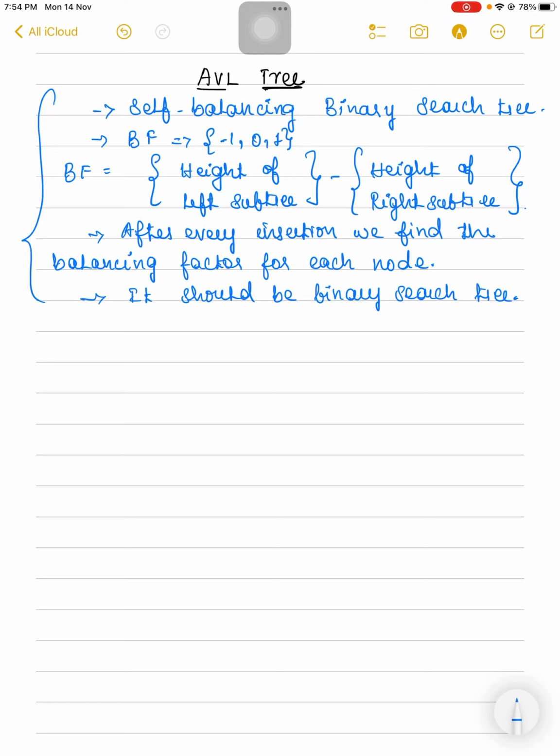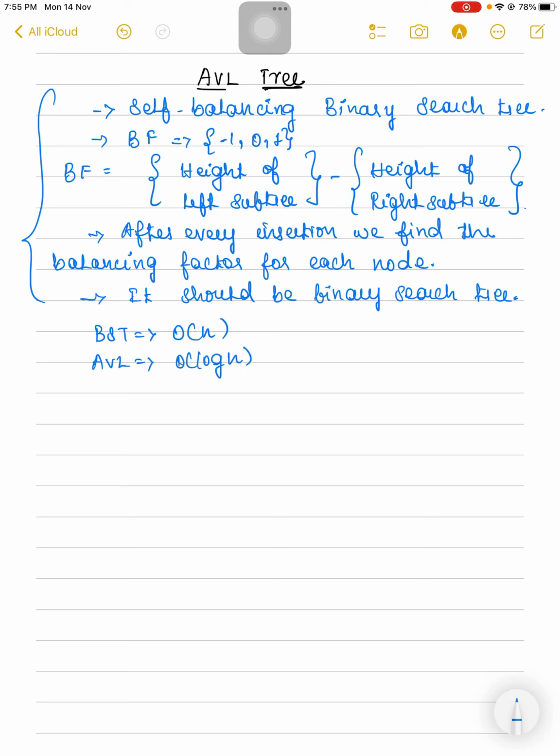The main advantage of the AVL tree is it is highly efficient when there is a high number of input data which involves a lot of insertions. When it comes to the binary search tree, it is going to take big O of n time complexity. But in the AVL tree, since it is a self-balancing binary search tree, it is going to take only big O of log n complexity.